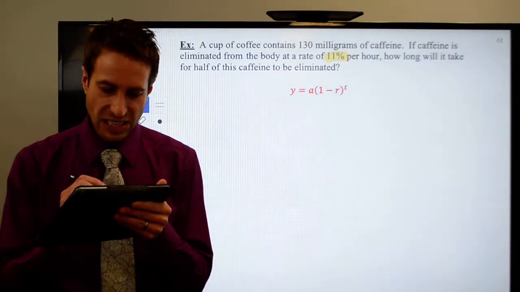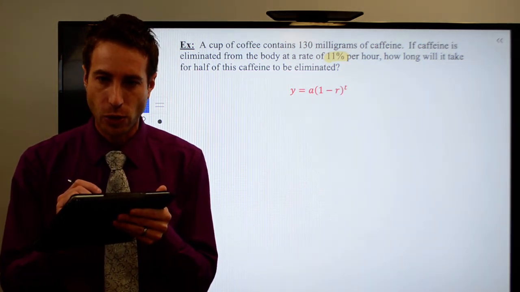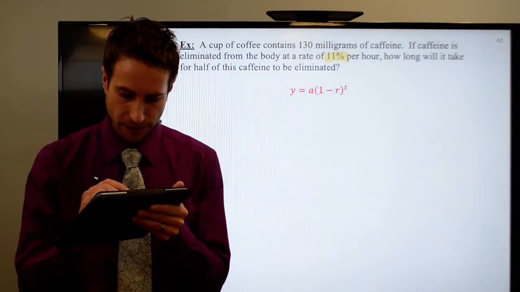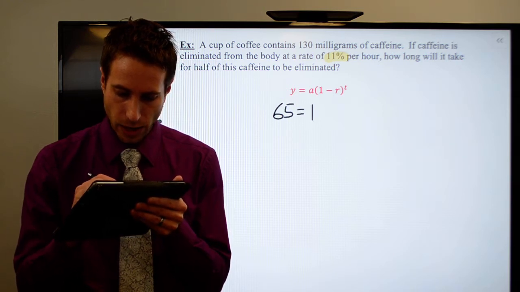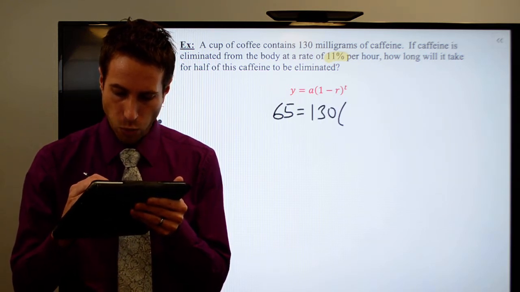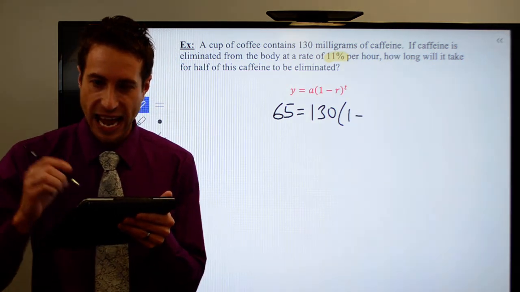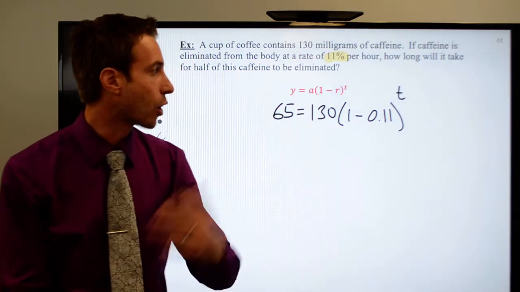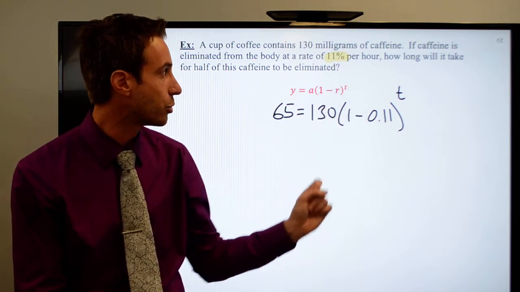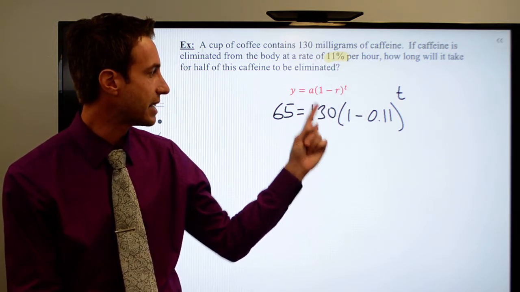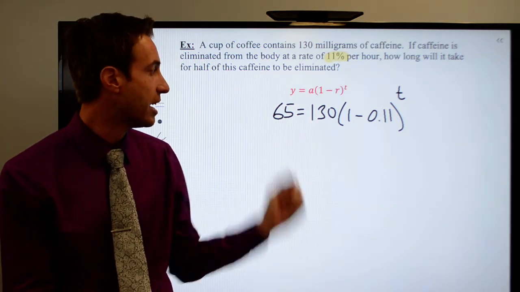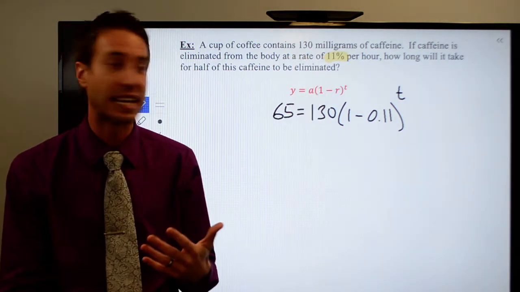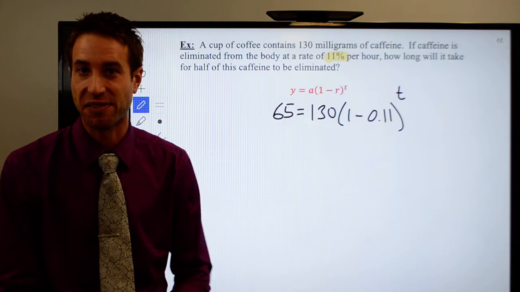So here we go. I need half of 130, which should be 65. Yeah, that's what I get. 65 is equal to 130 times 1 minus 11% as a decimal, which is 0.11, raised to the t power. All right, so there we go. I plugged in everything I know, converted my percentage to a decimal. I started with 130 milligrams. That's my initial. My final is half the original amount, 65. I want to know how long it is going to take for the average person eliminating caffeine at a rate of 11% per hour. How long before half of it's been eliminated?